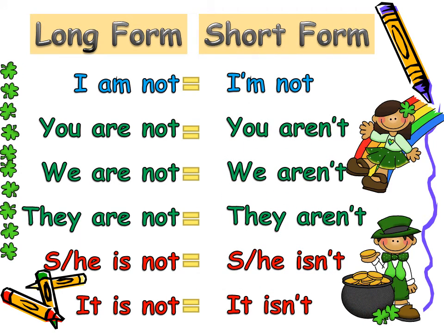I am not. I can't say I amn't. It's not right. I am not. You aren't. We aren't. They aren't. She isn't or he isn't. It isn't.